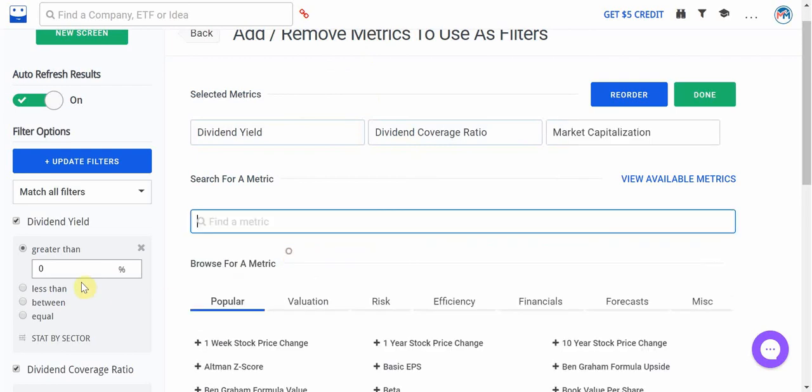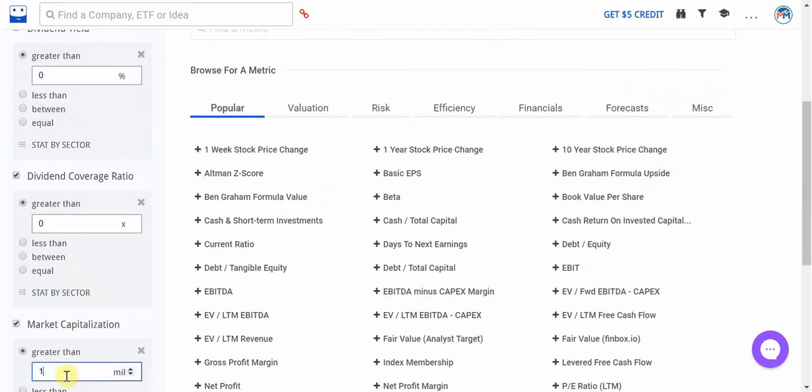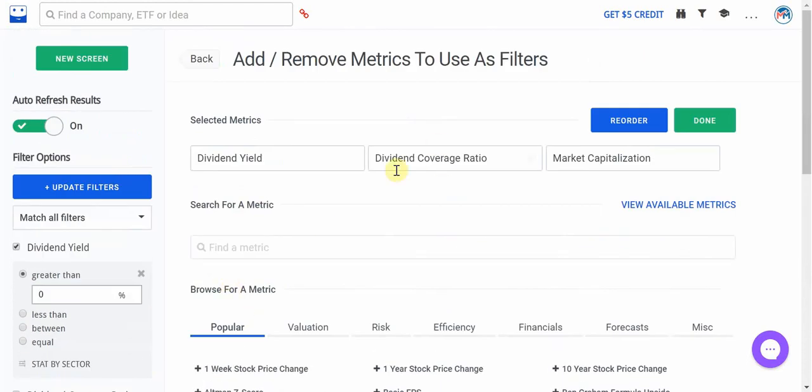Market capitalization. I like stocks that are at least $1 billion in market cap. These stocks have some sort of competitive advantage relative to size, economic moat, etc. Usually larger companies will be around much longer than a small company, and they're usually much more liquid than small stocks.